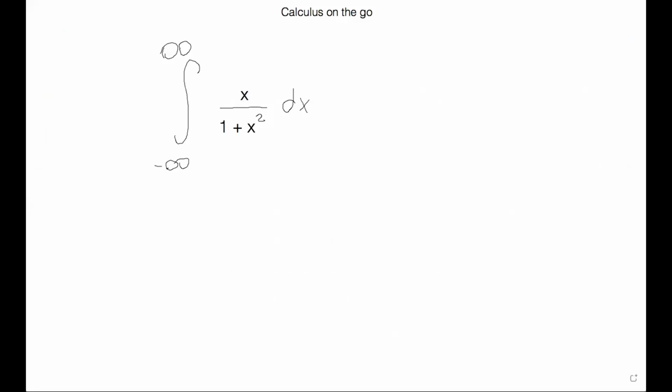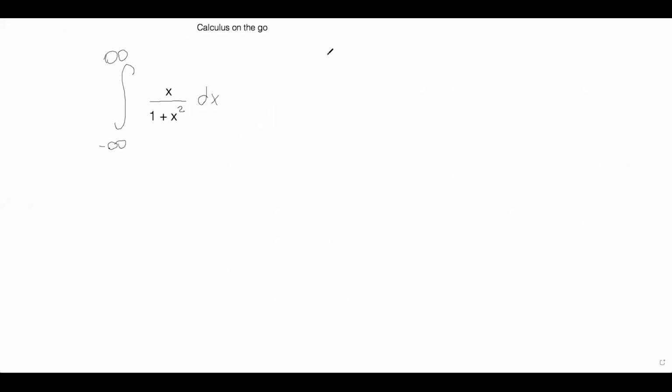There we go. So we want to rework this integral so that instead of going from negative infinity to infinity, we're going to go from 0 to infinity, and we're going to multiply the result by 2. All right, it looks a lot easier already. So remember, we want to determine if this thing converges before we can even integrate it.